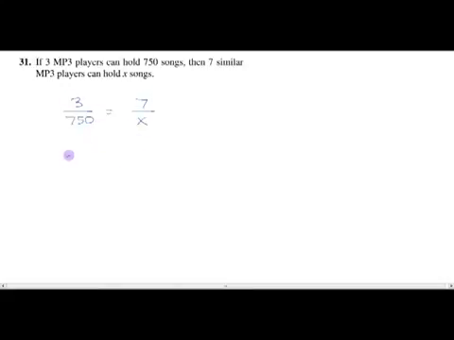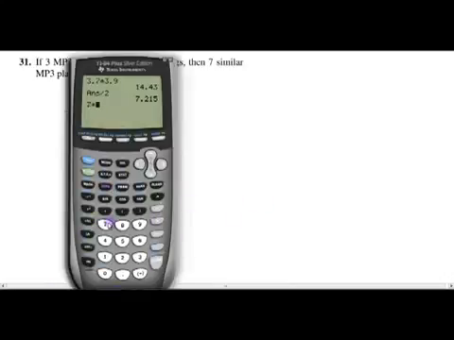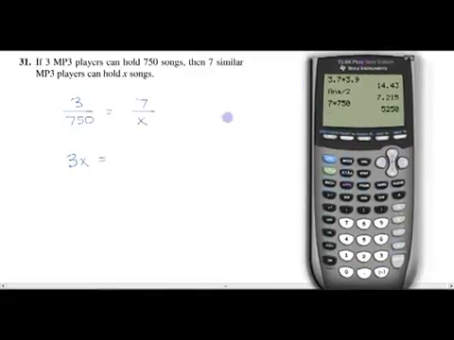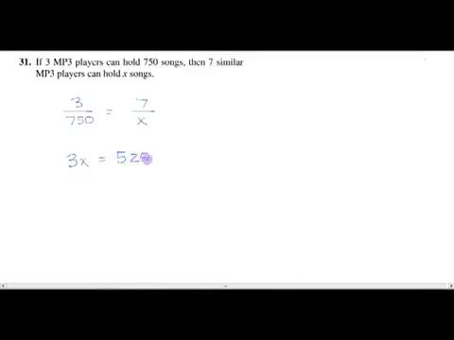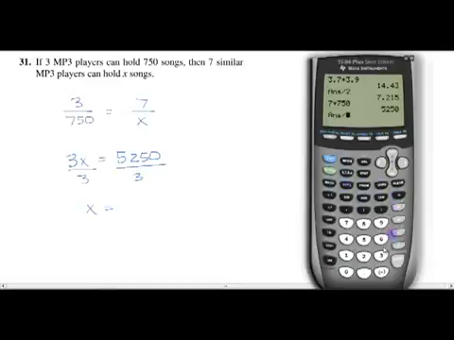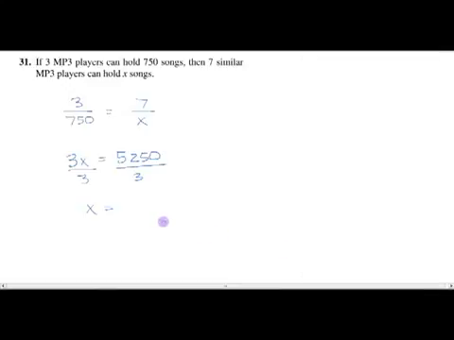Then we'll cross multiply. 3x equals, we have 7 times 750, and that's 5,250. Then we'll divide by 3. 1750. So if you have 7 similar MP3 players as the first one mentioned, then you should be able to hold 1,750 songs.